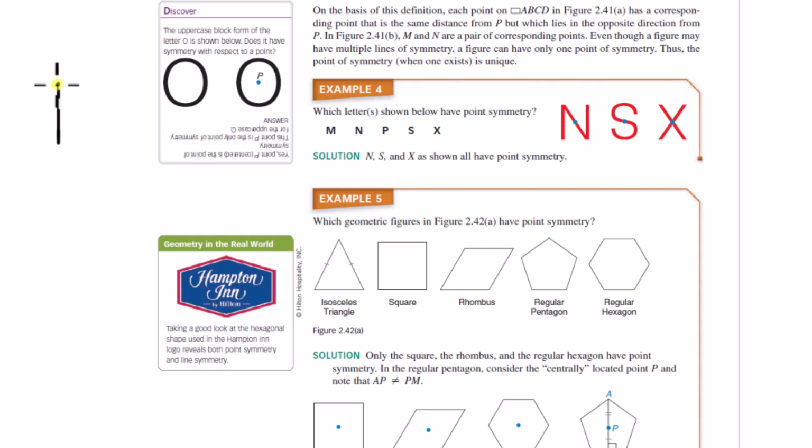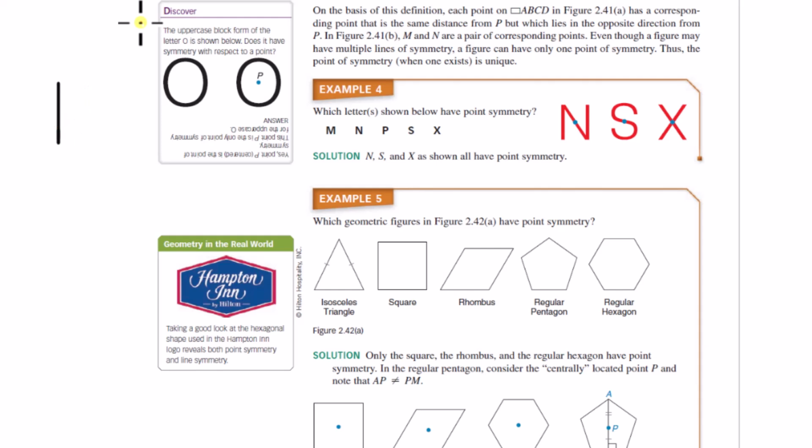What about N? Yeah, this looks good, because you're going to have a point right in the middle here. And you could pick any point, and it's going to have a corresponding point on the other side. The line passes through that central point, and the central point is the midpoint of the line segment connecting the 2 points. So yes, N has a point of symmetry.